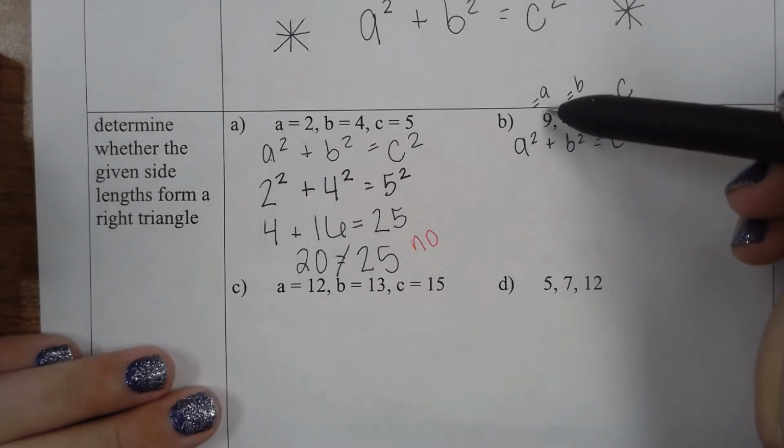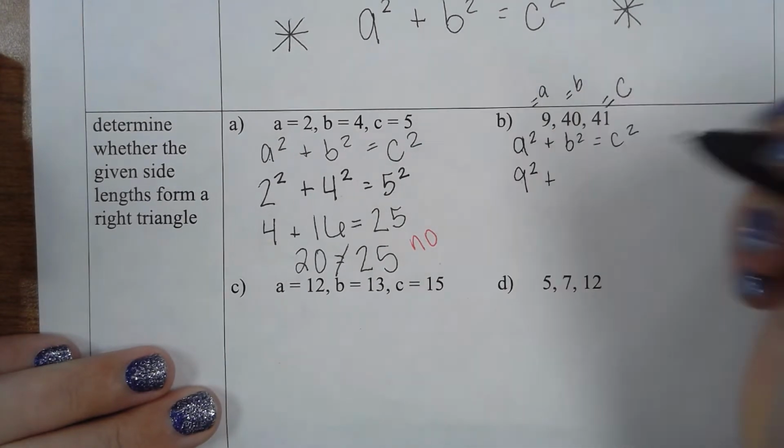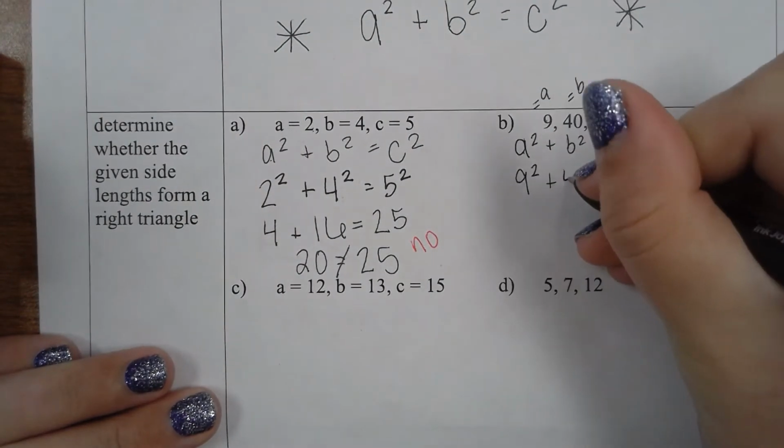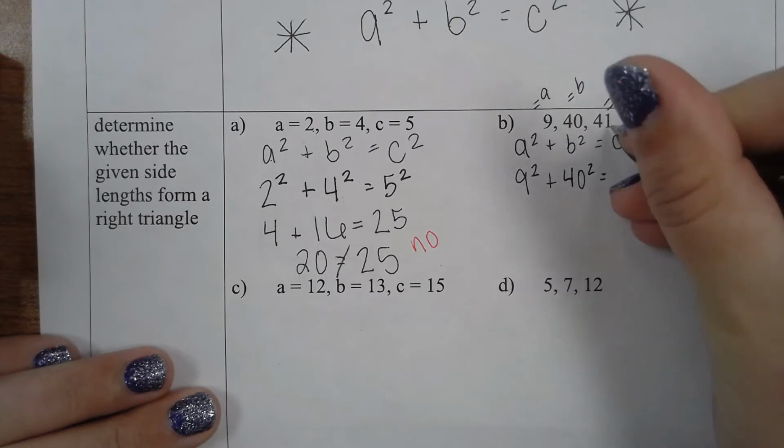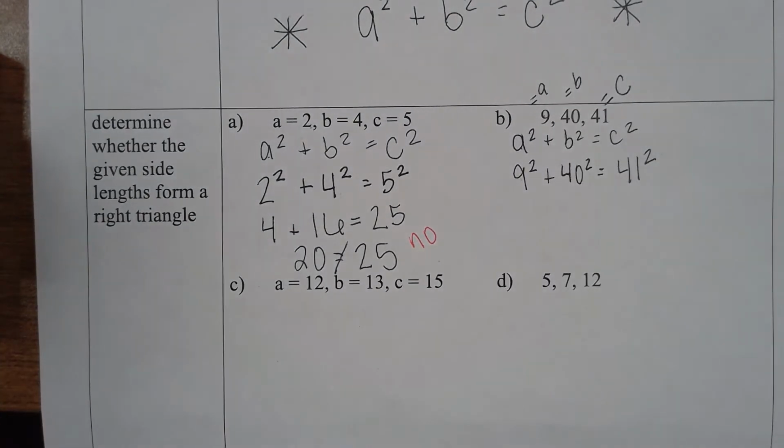So since 9 was A, I'm going to substitute 9 in for A. 40 was B, so I'm going to substitute 40 in for B. And 41 was C, so I'm going to substitute in 41 for C. After you substitute all of your numbers in, you can now just solve it.